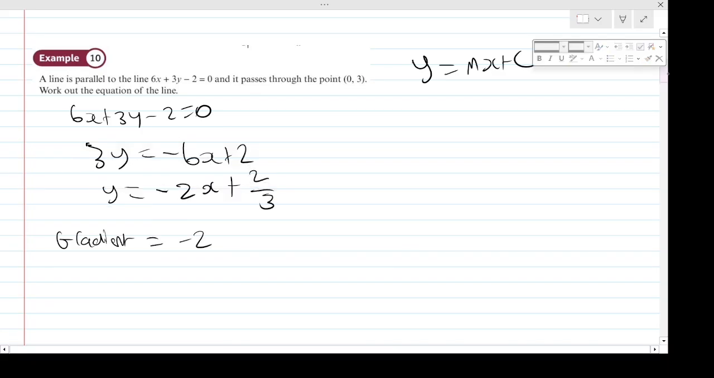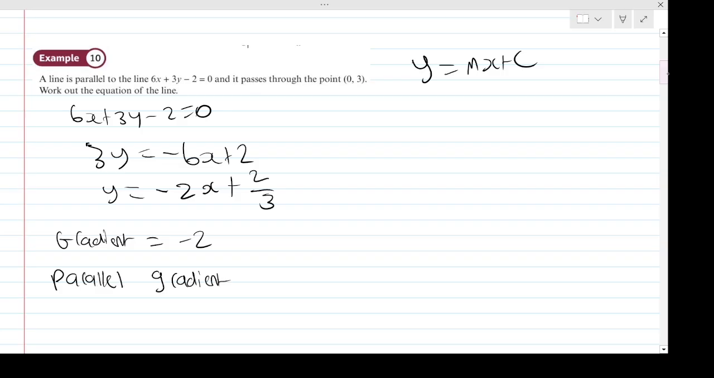Cool. So that's that line, but then it's telling me another line is parallel to it. That means the parallel line has to have the same gradient. So the parallel gradient would also equal minus 2, in order for the two lines to be parallel. That means I can start to come up with the equation of the other line, the line that's parallel to this one. So y is minus 2x plus c. Again, I don't know what c is, but I can work it out.